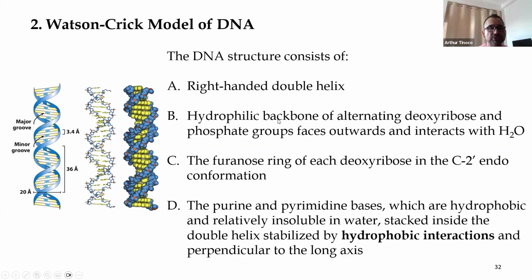Again, that's the composition of the deoxyribose and phosphate groups. They face outwards, and so they're able to interact with water. So here's just a depiction of those groups that are facing outwards with respect to the double helix. Then you have the furanose ring of each deoxyribose in this C2' endo conformation. I haven't really given you that perspective, but that's what that is.